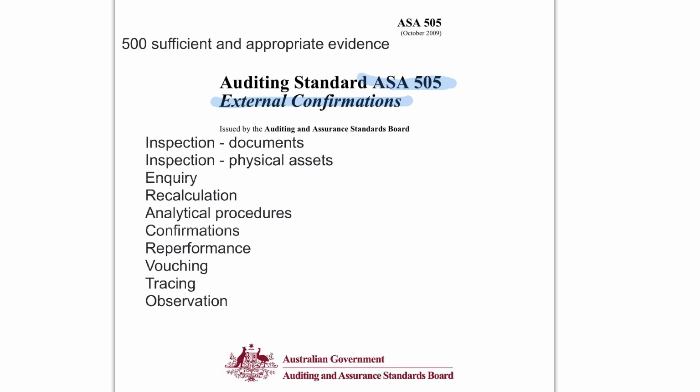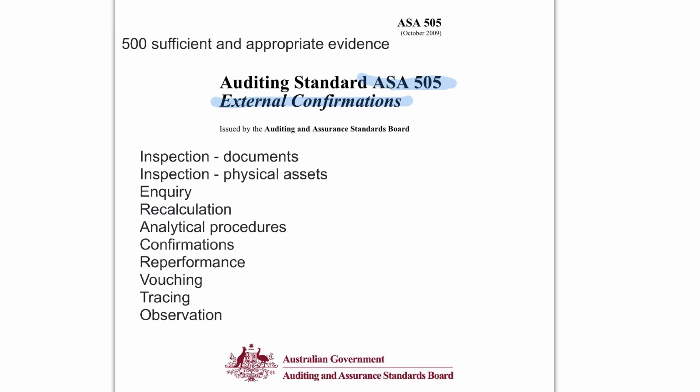So the ones I'm going to highlight are the ones that are actually listed in the explanatory material of ASA 500. So that's inspection of both sorts, inquiry, recalculation, analytics, confirmation, reperformance, and observation. The two extra that I always add is that I split inspection into documents and physical assets, and then I also look at vouching and at tracing. So today our focus is on the item of confirmations.